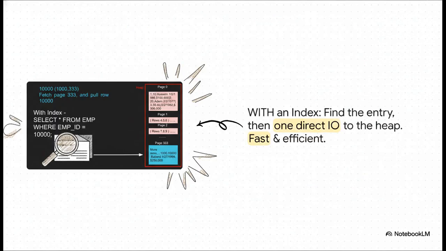Now, with an index, it's a completely different game. The database first just consults that small optimized index. In a fraction of the time, it finds the entry for employee 10,000 and sees that it lives on page 333. Then it performs just one targeted I/O to fetch that specific page. The difference is staggering. We went from hundreds of I/Os down to just a couple. That right there is the difference between slow and instant.